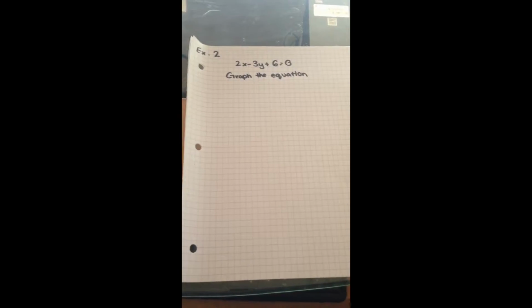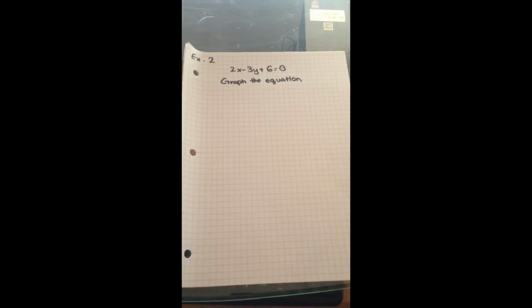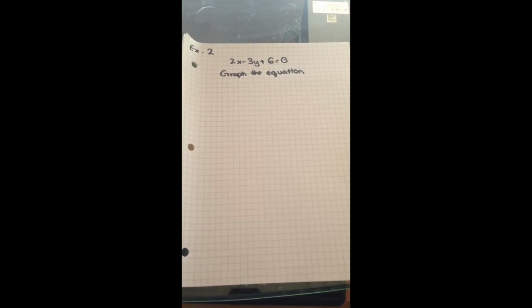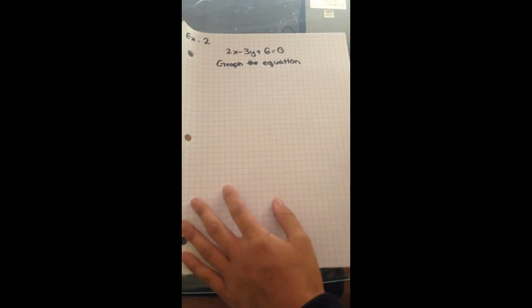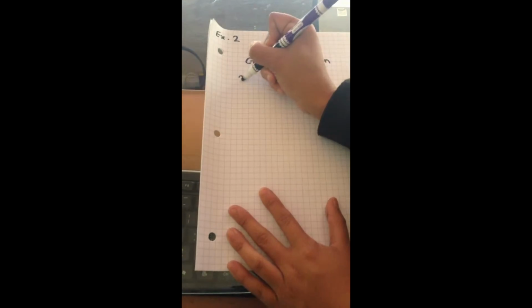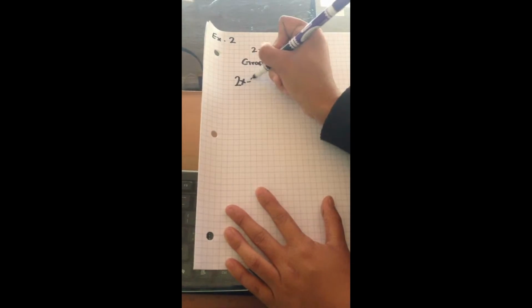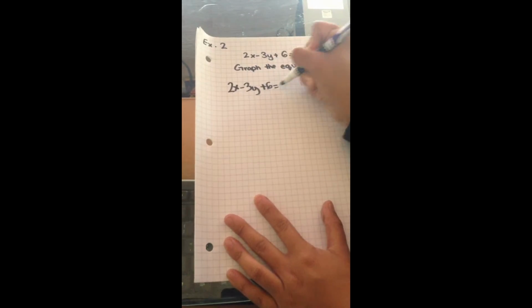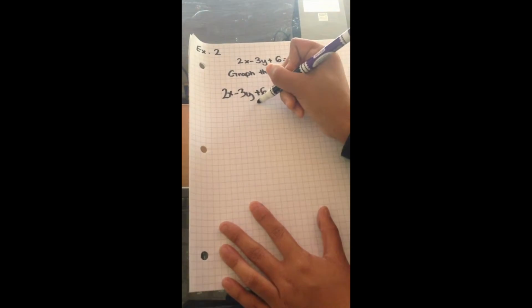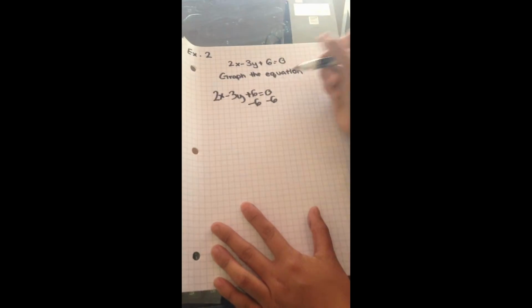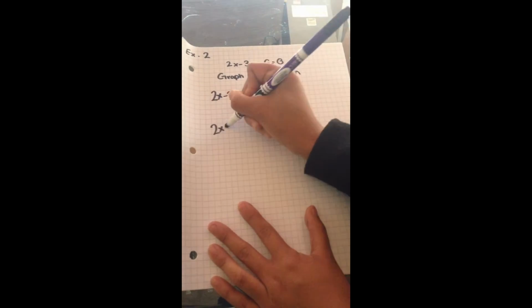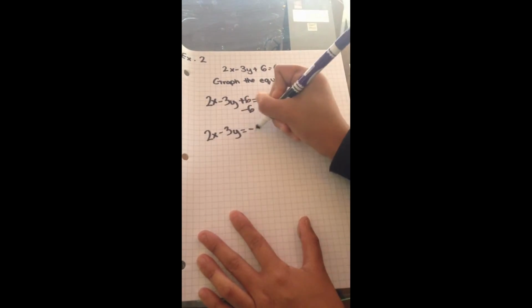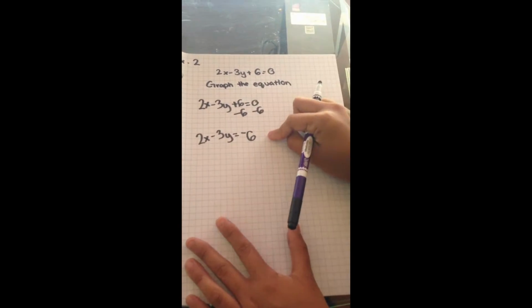Example 2, 2x minus 3y plus 6 equals 0. Graph the equation. So what we're going to have to do first is write the equation in standard form. So it would be 2x minus 3y plus 6 equals 0. And then you're going to have to subtract 6 from both sides of the equation. So it will be 2x minus 3y equals negative 6. So this is in standard form already.